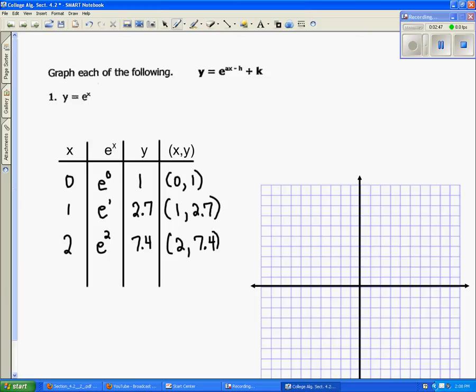When I graph that, I get here 1 comma 2.7 is about there, and then the ordered pair 2, 7.4 is somewhere in this area right here. And then we want to draw a sketch of it, and that's our graph of this one.